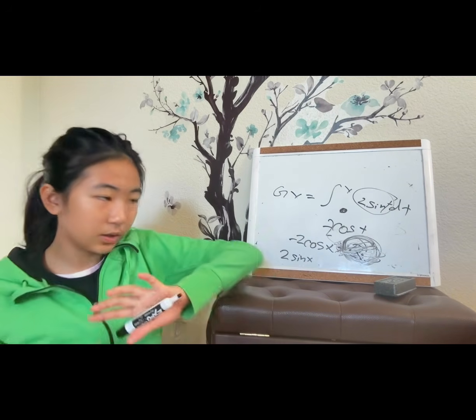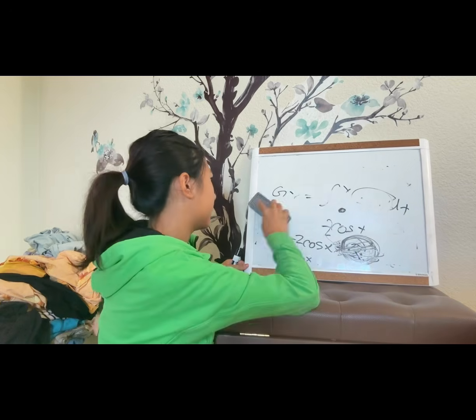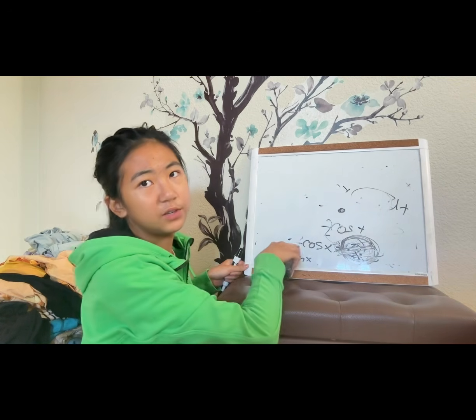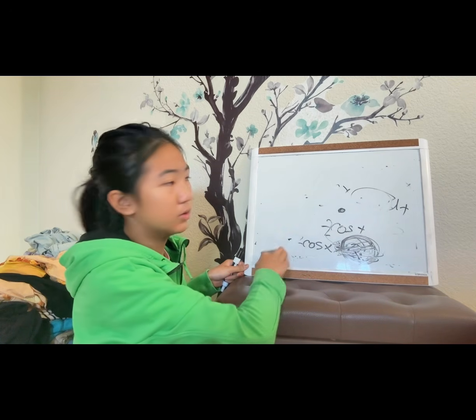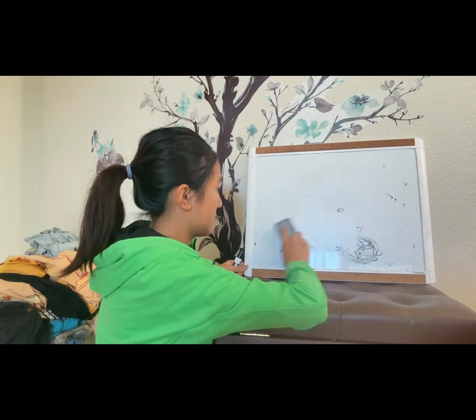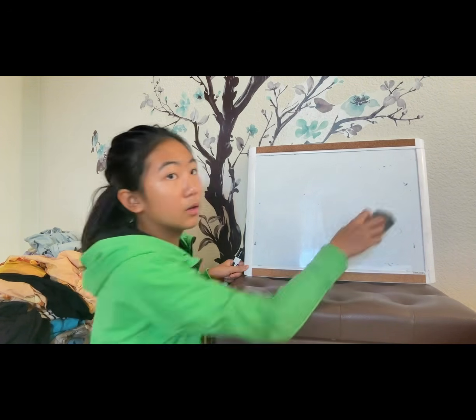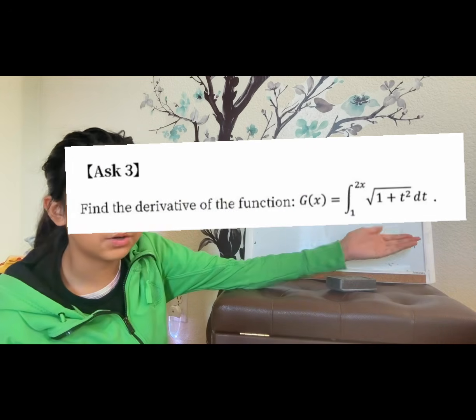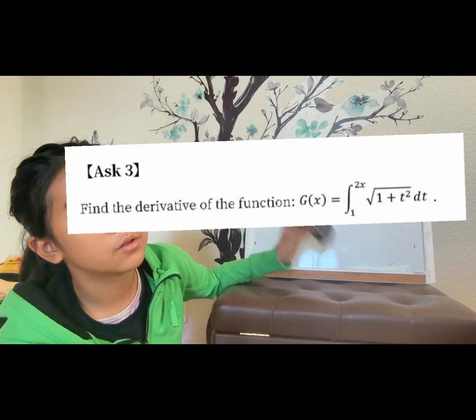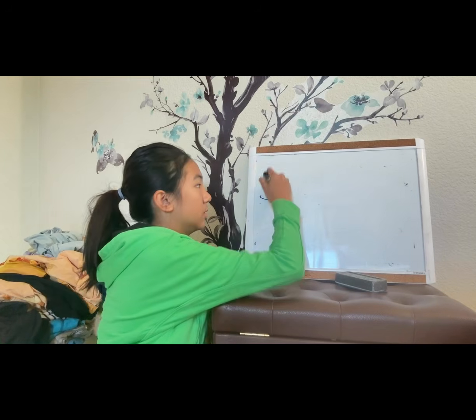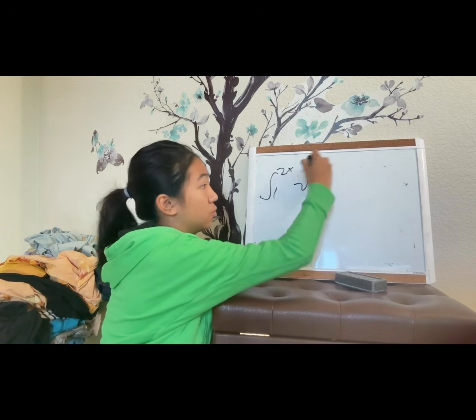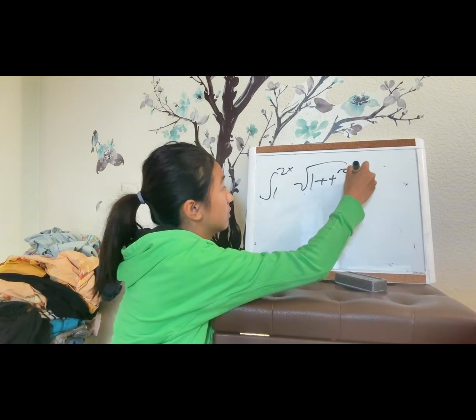Okay, this is going to be our last question because I feel like this video is going to be way too long if we do more. So this is the question. Find the derivative of the function g(x) is equal to the integration from 1 to 2x of the square root of 1 plus t squared dt, okay?